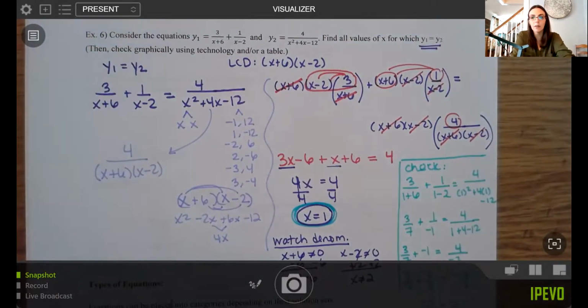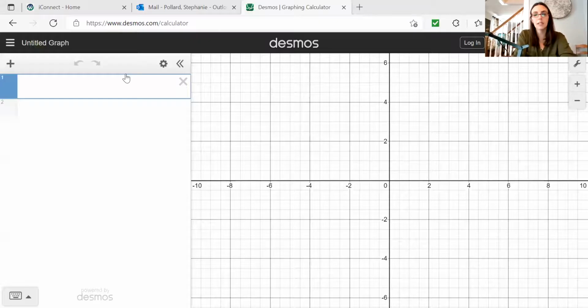All right, so bear with me for a second while I get everything up. All right, so you should see Desmos now. So I'm going to go back to our example 6. I want to type in the left side as one equation and the right side as the other equation, kind of like how the problem was set up. And I'll just use y equals on each side.